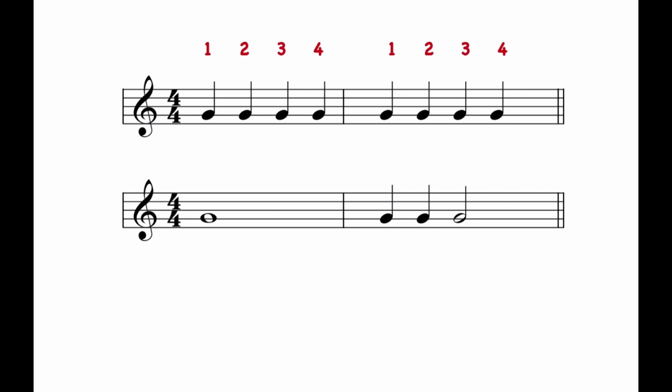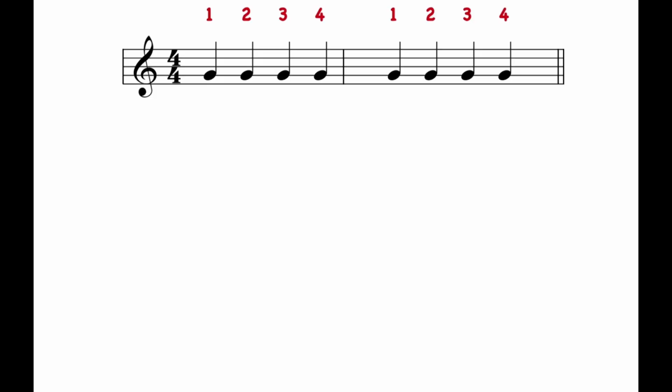The first bar, I've put in a whole note. That adds up to 4 quarter notes in a bar, so that's fine. And the second bar, I've ditched the last 2 quarter notes and changed them to a half note. And again, this is perfectly acceptable because they all add up to 4 quarter notes in a bar.